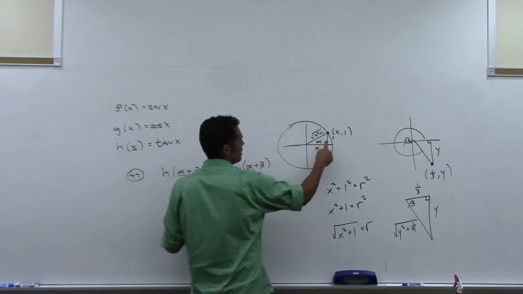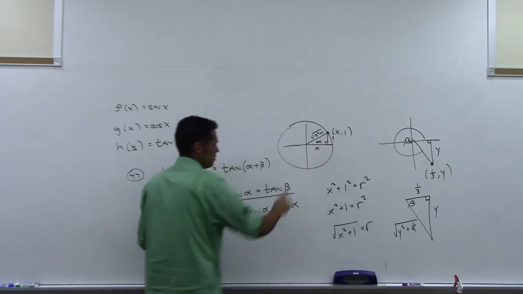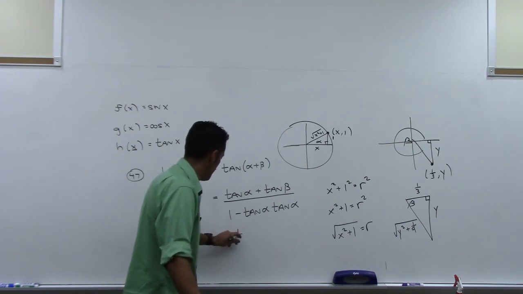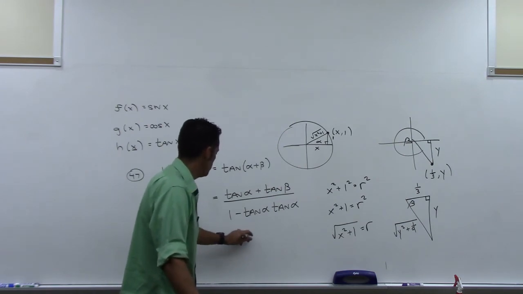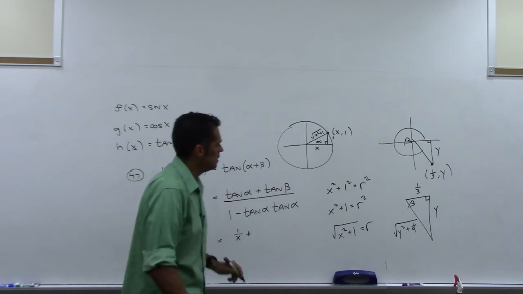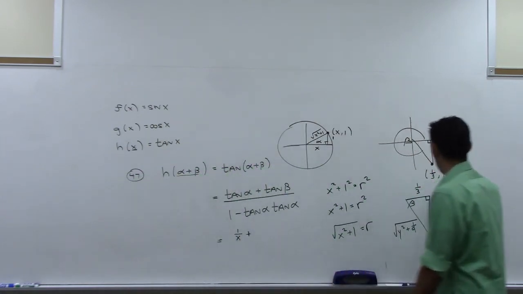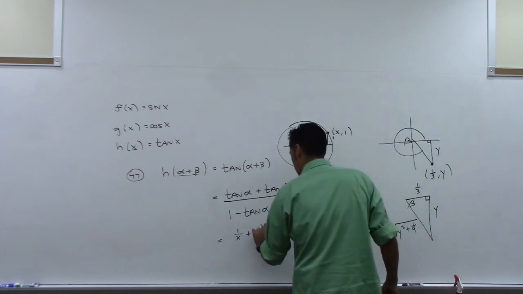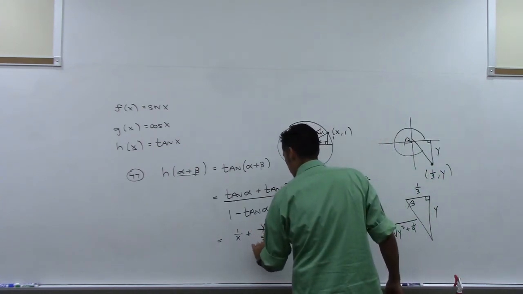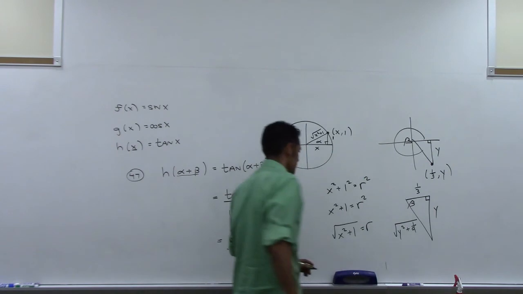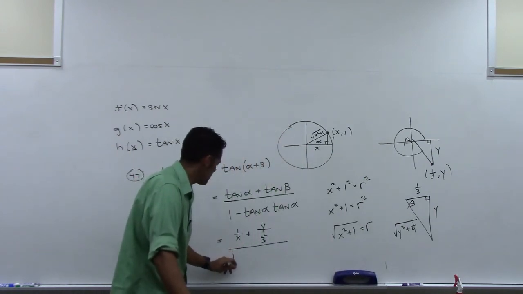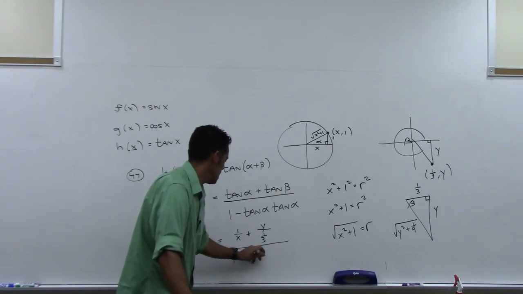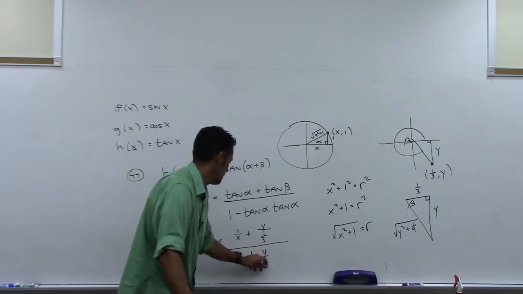Tangent of alpha is 1 over x. It's the opposite over the adjacent. So this is going to be 1 over x, then plus tangent of beta, it's going to be this over this, okay? So y over 1/3, over 1 minus tangent of alpha, which was 1 over x, times y over 1/3.